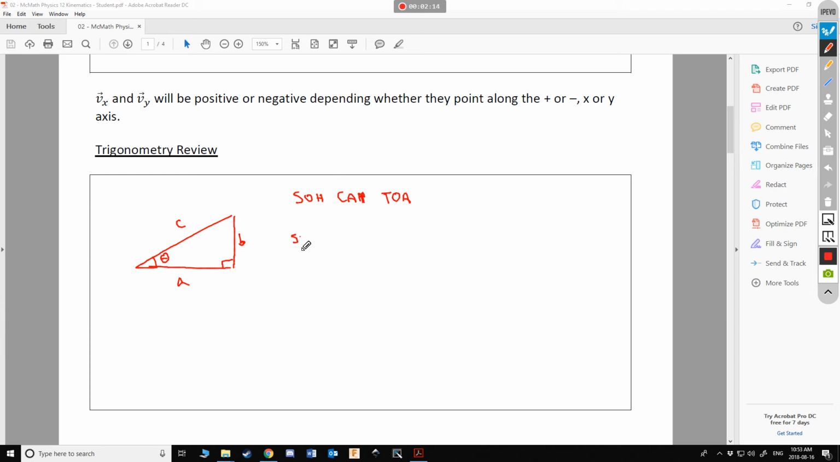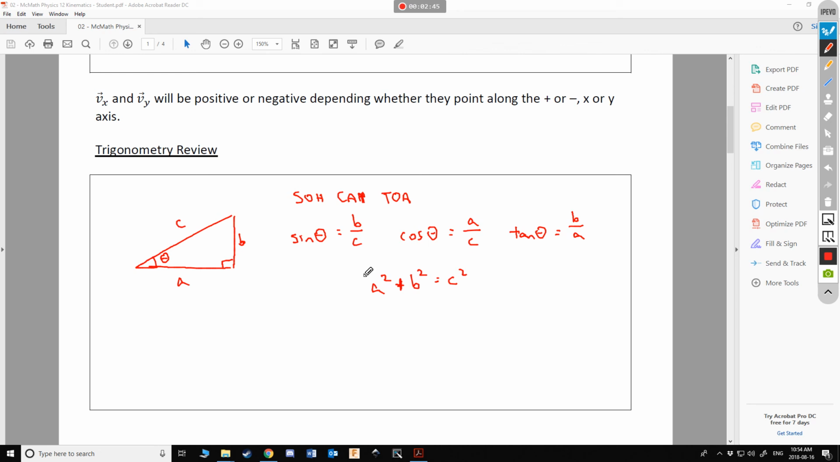This tells us that sine theta is equal to opposite over hypotenuse, so B over C. We have cos theta, which is equal to adjacent over hypotenuse, so in this case A over C. And we have tan theta, opposite over adjacent, which in this case is B over A. Also, don't forget about the Pythagorean theorem: A squared plus B squared is equal to C squared.